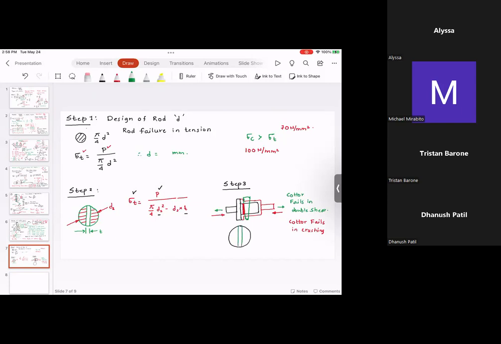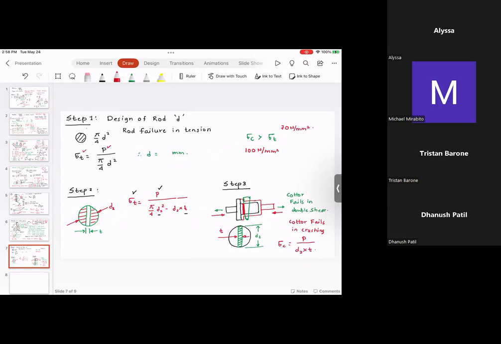So the Cotter is going to be crushed here. So this is D2 and this is T. So if you look at the failure, this is going to be sigma C is equal to P divided by D2 times T.